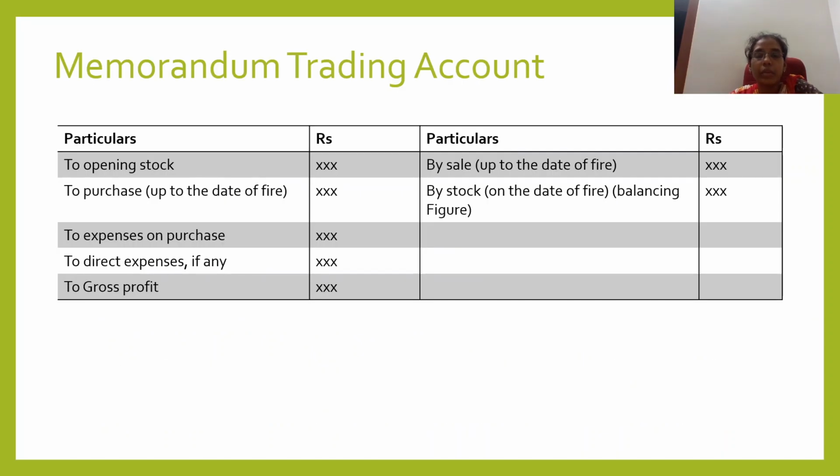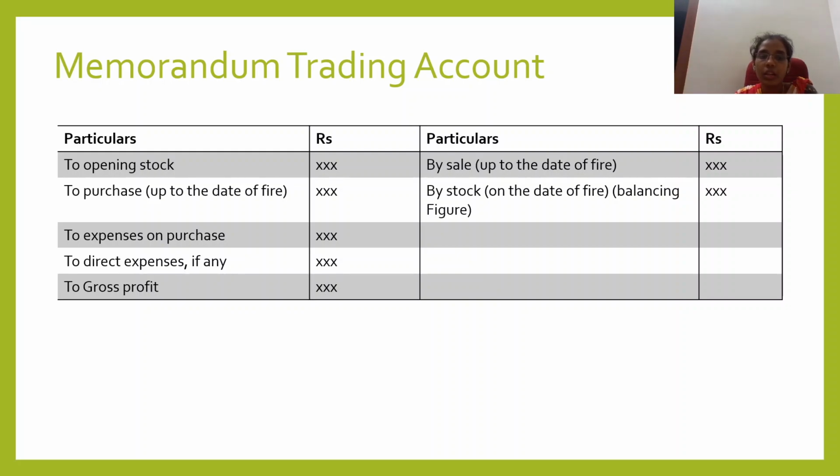So this is the format by which we'll be preparing the memorandum trading account. On the debit side, we'll have the opening stock and purchases till the date of fire. We have to enter those values and any of the expenses borne on purchasing the products. Those values would be added, and then the direct expenses should also be considered. And then on the credit side, it is the sales value and the closing stock. Yes, the closing stock on the date of fire should be mentioned, and the gross profit, which would be found out by the rate of gross profit.